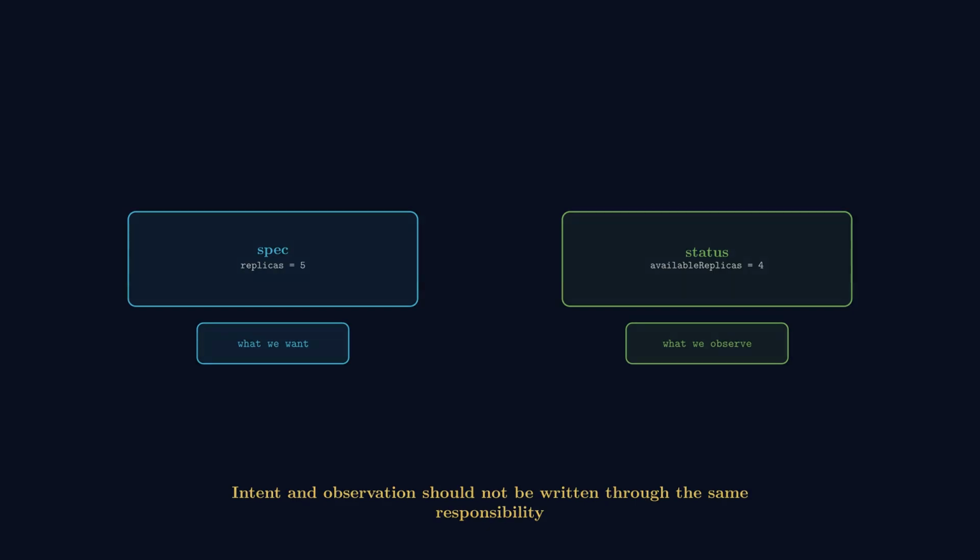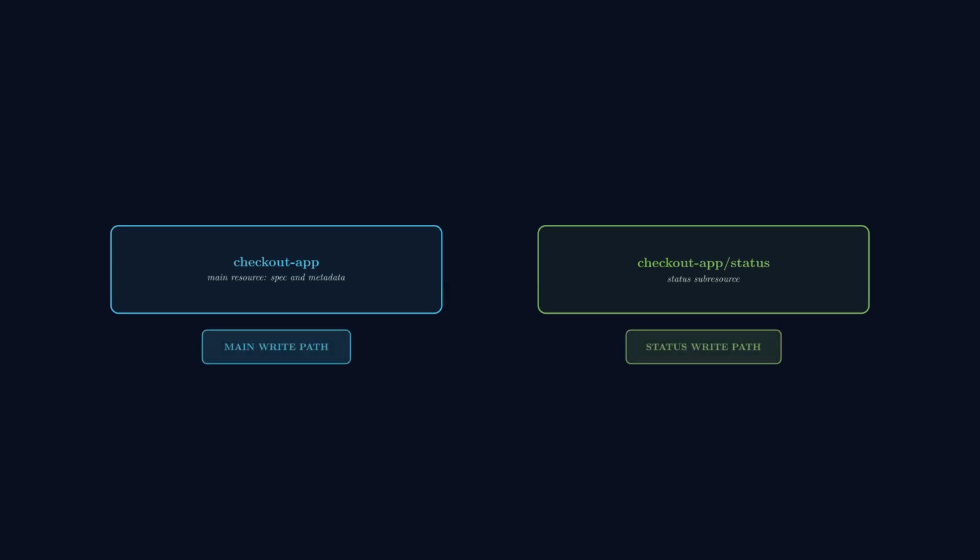For resources that expose a status subresource, Kubernetes gives status its own write path. Normal writes go to the main resource. Status writes go to the same resource name followed by /status. This lets the controller report observed state without behaving like the owner of the whole object.